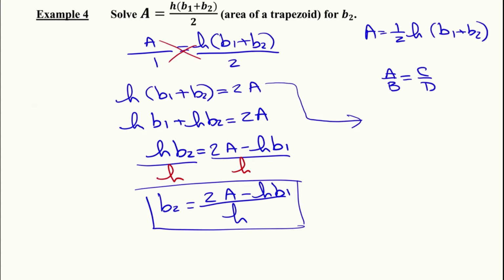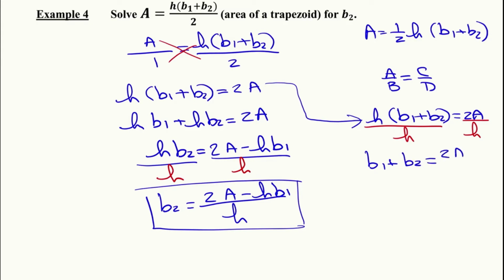We could have, let me write that down again. So we have h times (b1 plus b2) equals 2a. We could have gone ahead and divided both sides by h. And that would give us b1 plus b2 is equal to 2a over h, because on the left side the h's would cancel out.